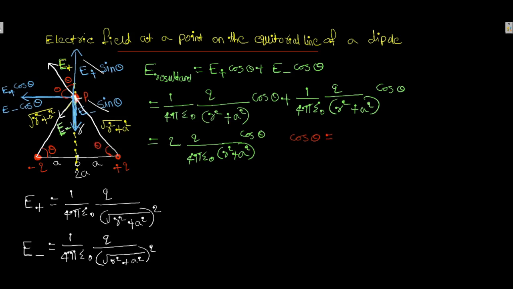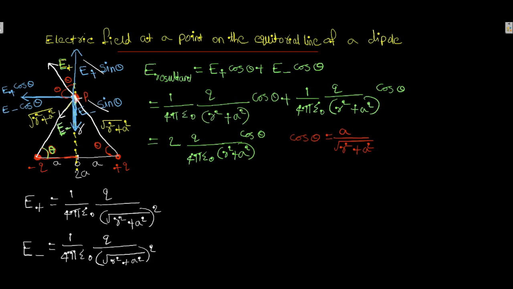When we consider this angle theta, cos theta is equal to the adjacent side by the hypotenuse. Here the adjacent side is a, divided by the hypotenuse. The hypotenuse is root r square plus a square. So the value of cos theta is equal to a divided by root r square plus a square.